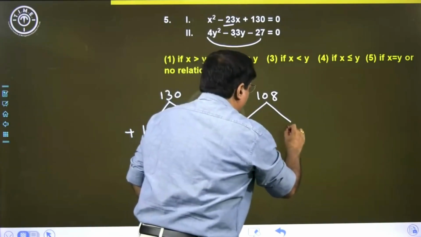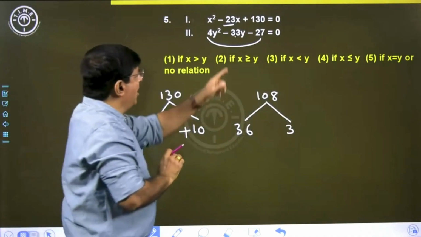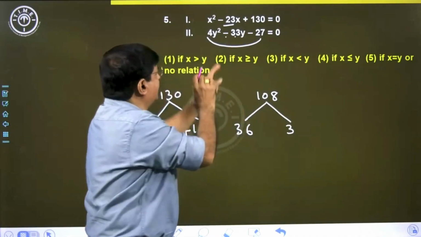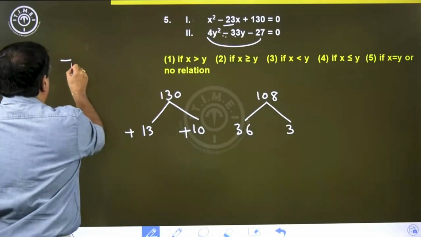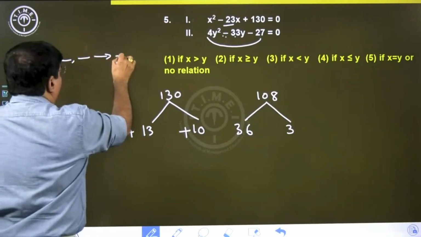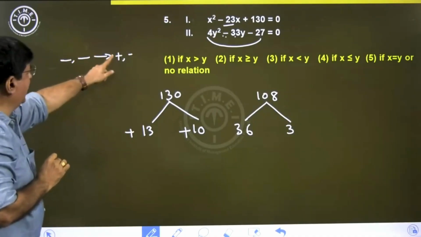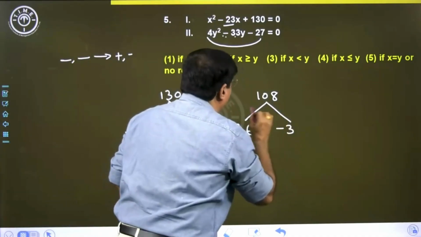36 and 3, bigger number first. What are the signs here? Minus and minus. When both the signs in the equation are minus, what is the sign of the root? Plus and minus. Minus, minus, the sign is plus and minus. So this will be plus, this will be minus.